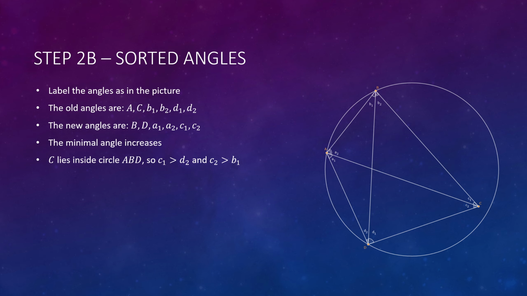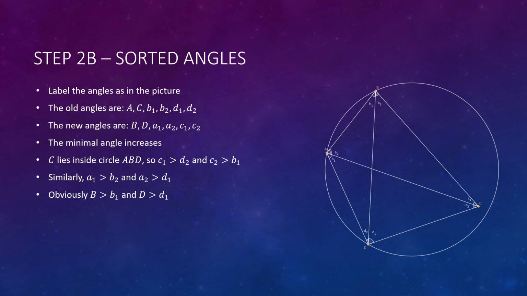Because C lies inside the circumcircle of ABD, if we look at arc AB, we will get that C1 is strictly greater than D2, because otherwise C would lie on the circle or outside the circle. Similarly, C2 is greater than B1. Also similarly, A1 is greater than B2 and A2 is greater than D1. So far we managed to solve the lowercase letters. Now the last part is easy.